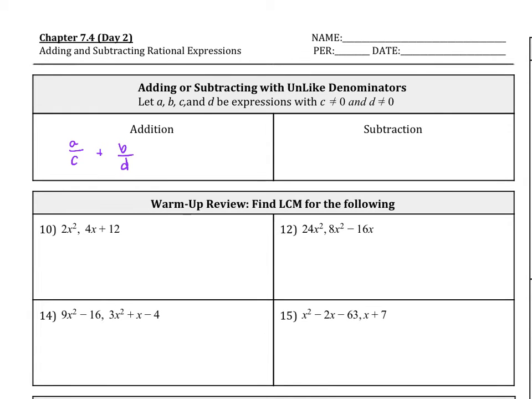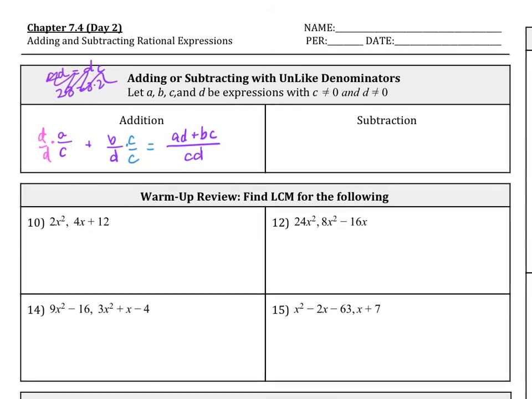One way to do it is to multiply by each other's denominator. On the left side, we multiply by d over d to get that common denominator, and on the right we do the same thing and multiply by c over c. What we end up with is a times d plus b times c, all over the common denominator of d times c, or c times d. It's the same thing, right? C times d is the same as d times c, just because 2 times 3 is the same as 3 times 2. So just keep that in mind.